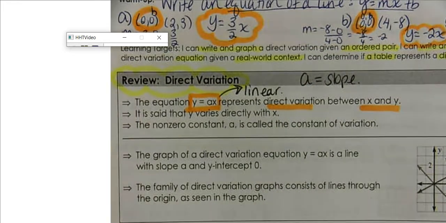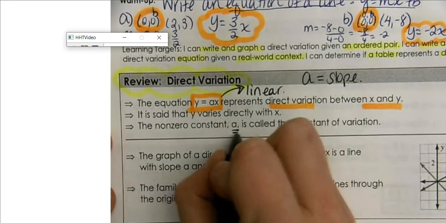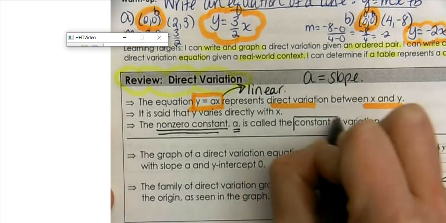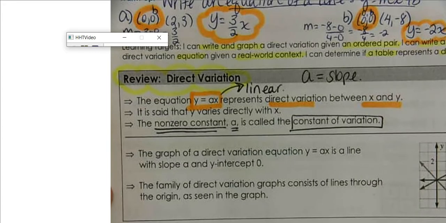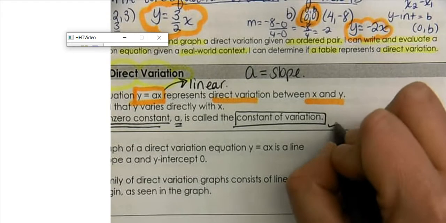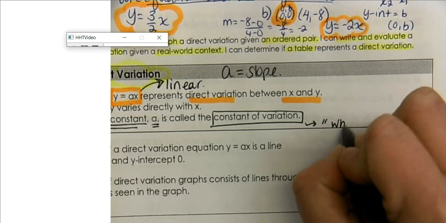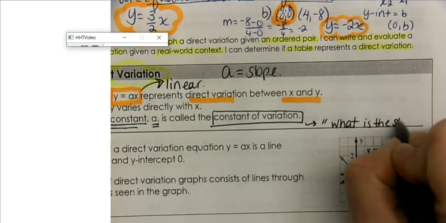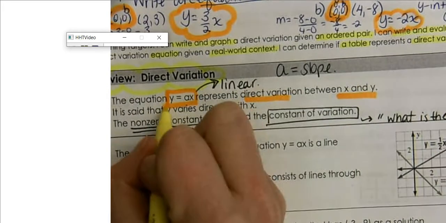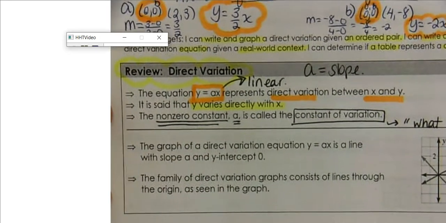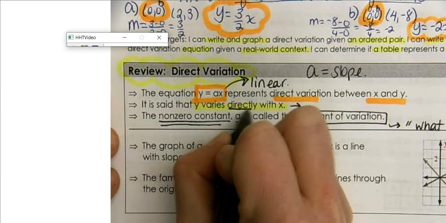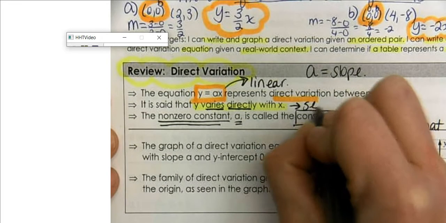More specifically, a has its own name. That a value, which is not allowed to be 0, so it's a non-zero constant a, has a special name, and that name is called a constant of variation. In some of the problems that you will have, the question will ask you, what is the constant of variation? More specifically, what it's asking you is, what is the slope? In your story problems as well, you might also see the language that y varies directly with x. Sometimes those variables might be other variables to represent specific context, but that language of varies directly with x is what you're going to see in story problems.